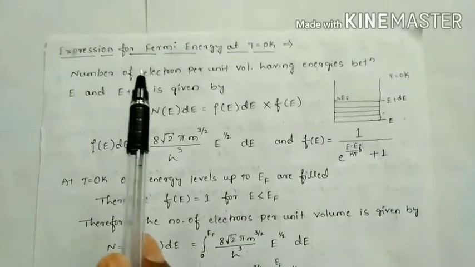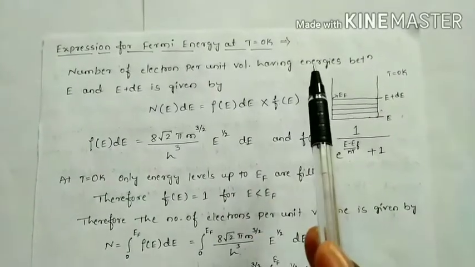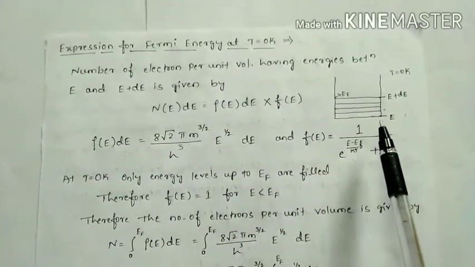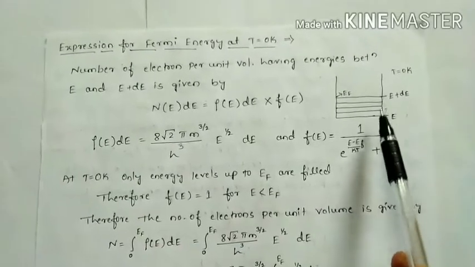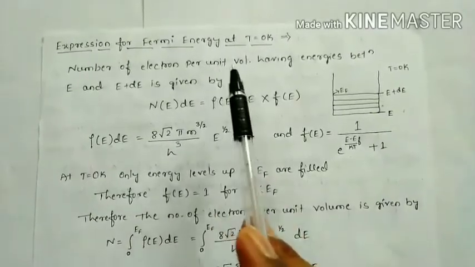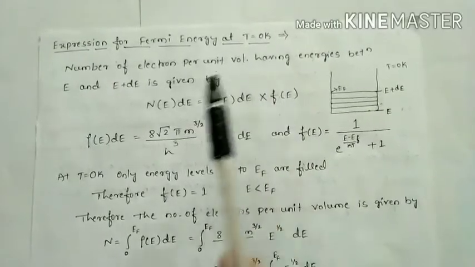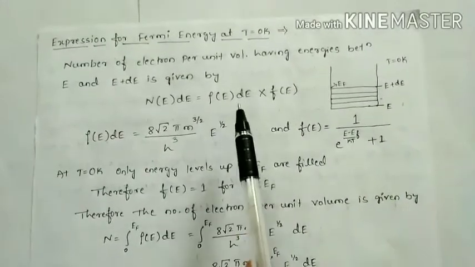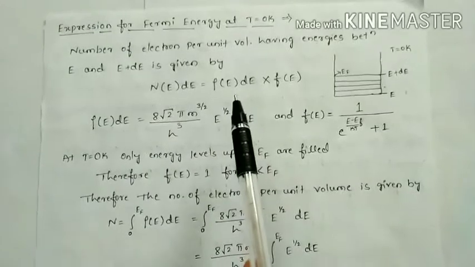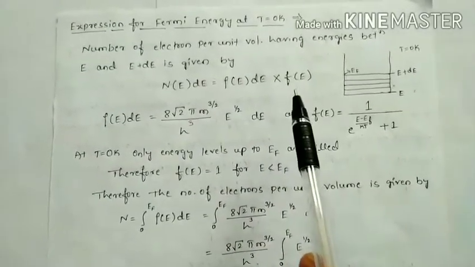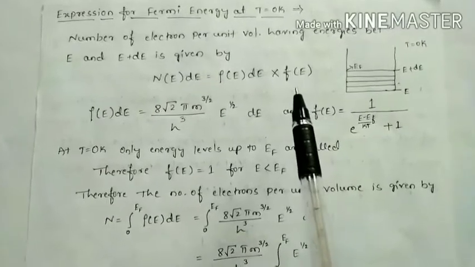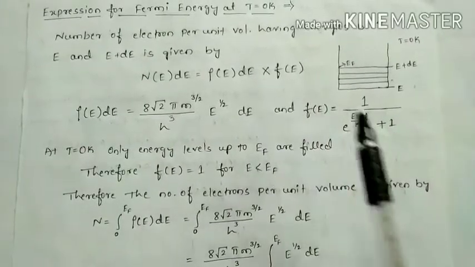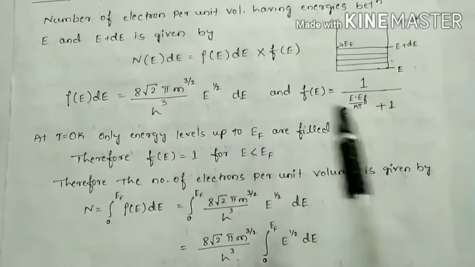Now the number of electrons per unit volume having energies between E and E plus dE is given by, so here our energy range is from E to E plus dE. In this energy range, how many electrons are present per unit volume can be given by N of E dE is equals to rho of E dE into F of E. Rho of E is the density of states that we have discussed just now. F of E is the Fermi factor, which is a probability of getting an electron. These two we have already discussed.